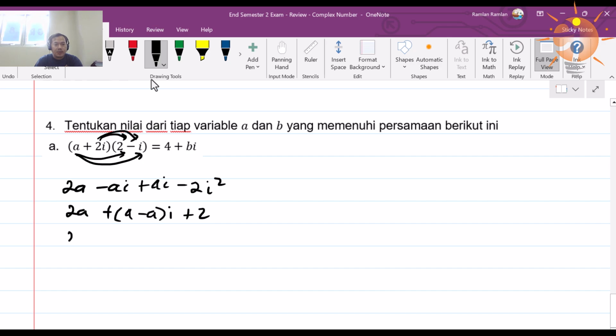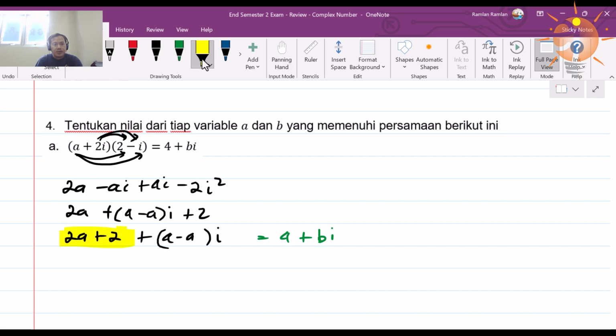And you see that this guy and this guy, both of them don't have any i, so let's write that down side by side. So 2a plus 2 plus 4 minus a, and then i. Can you see, if I write down here, they'll be equal to 4 plus bi from here, and you can just match them up. For example, this one here is the real part, which is equal to 4.